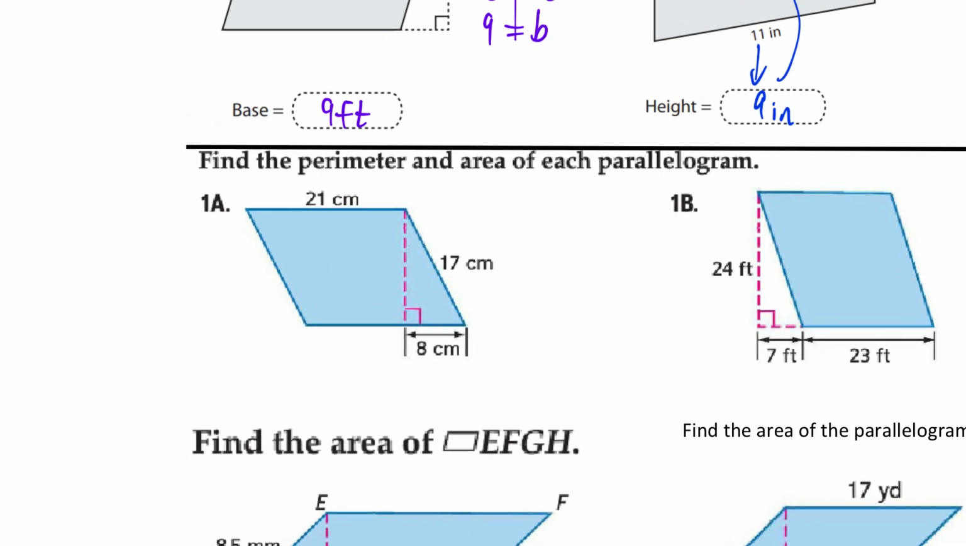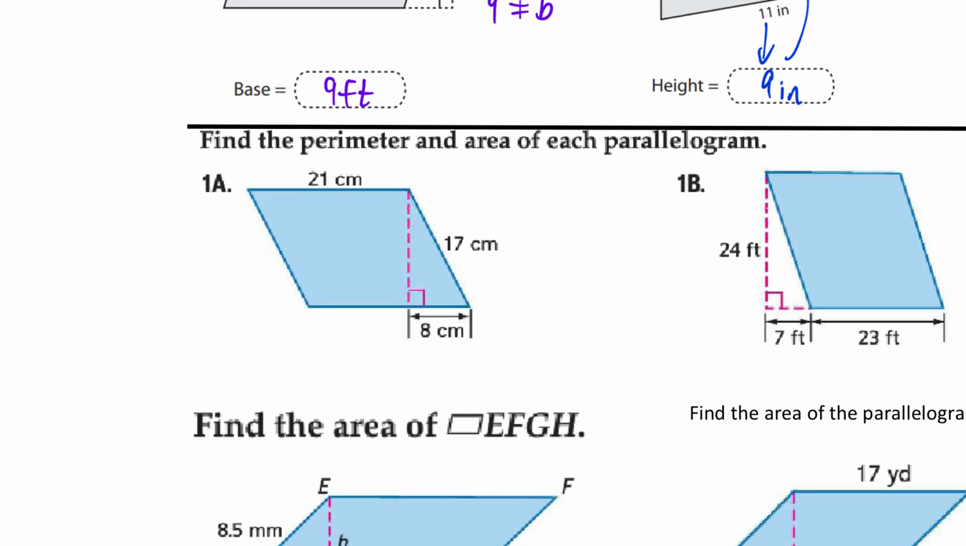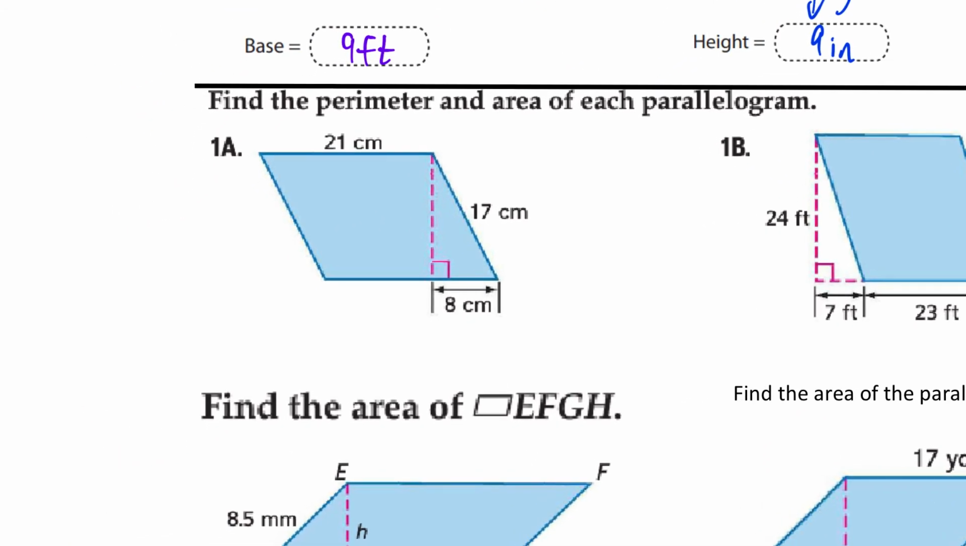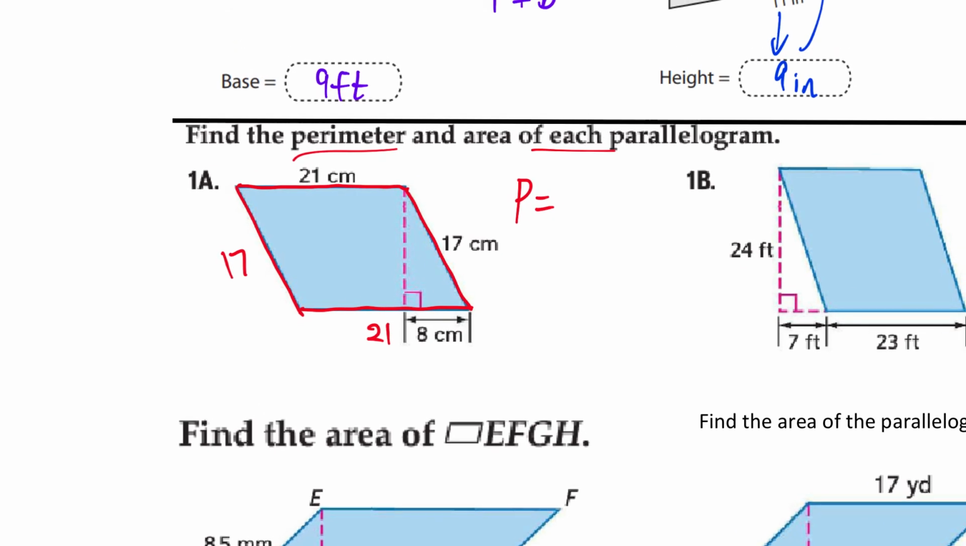Okay, now on this one, we're going to find the perimeter and the area. So for the perimeter, I already have everything I need. I know this side is 21, which means I know this whole side down here is 21. And if this side is 17, this side is 17. So I'm just going to add those up real quick. 21 plus 21 plus 17 plus 17.